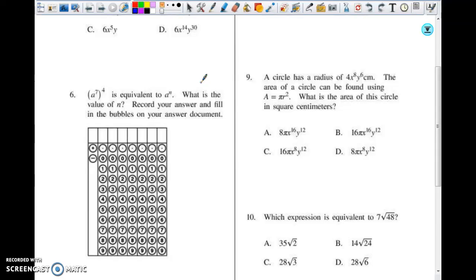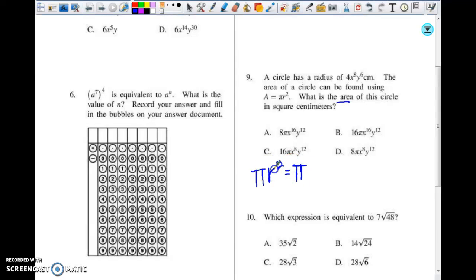So first of all, a circle has a radius of 4x to the 8th y to the 6th centimeters. The area of a circle can be found using area equals pi radius squared. What is the area of the circle? Pi in square centimeters. So this is the equation, right? Pi radius squared. So first of all, pi is just, we use it as a symbol, right? We all know it's a number. It's not a pretty number, so we just leave it the way that it is.